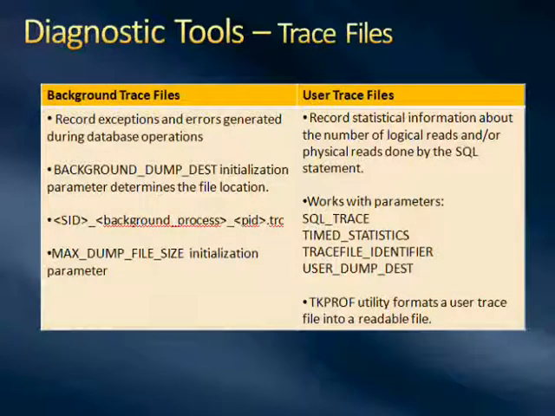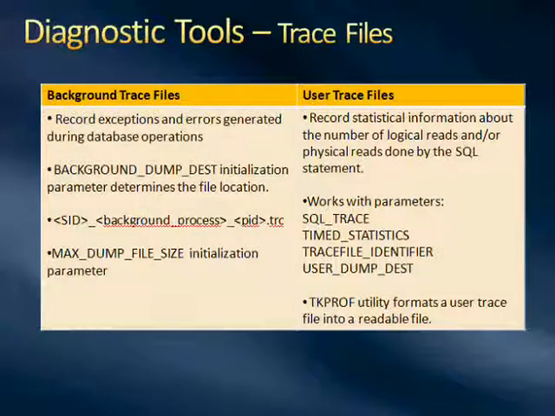The background trace files record exceptions and errors that happen in the database. Where are these files located? We can use again the parameter background dump-dest to see the location. What is the trace file name by default?